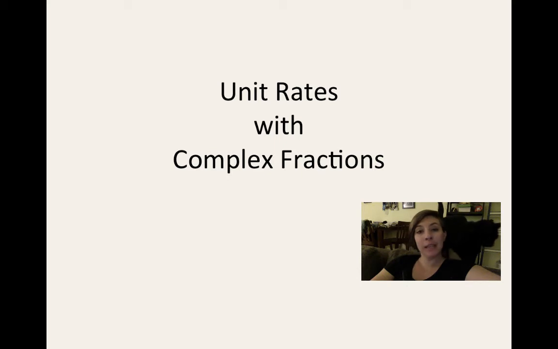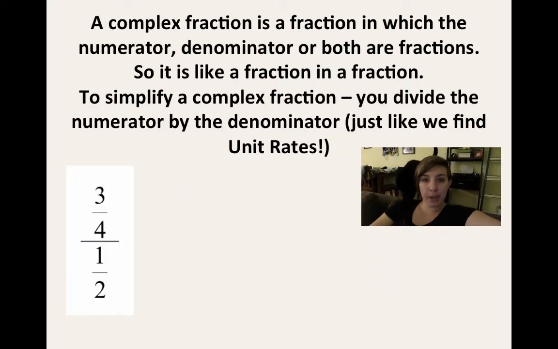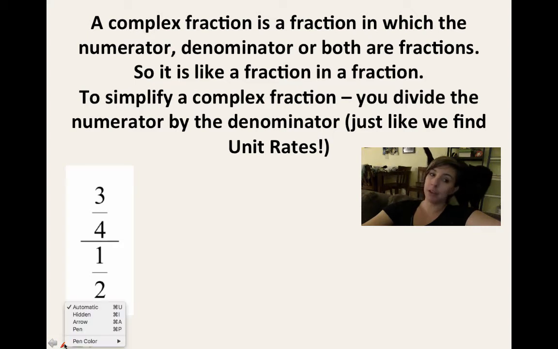You can find it really easily by dividing the numerator divided by the denominator. A complex fraction, write this down, is a fraction in which the numerator, denominator, or both are fractions. So it's like a fraction in a fraction. To simplify a complex fraction, you divide the numerator by the denominator, just like we do when we find unit rates. So if you were to find a unit rate, you just divide the numerator divided by the denominator.